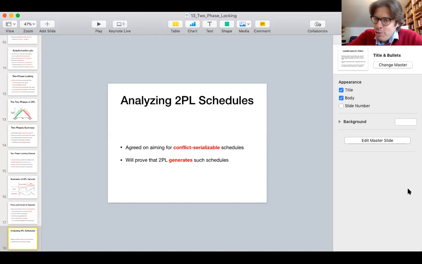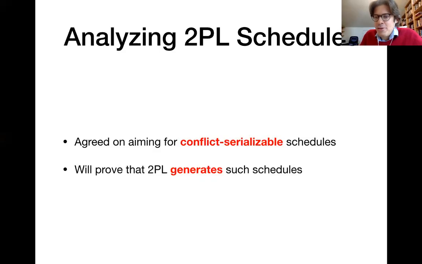But during the proof that we are about to do, we will actually see why we need those two phases in order to guarantee that two-phase locking generates conflict-serializable schedules. So this is a great question. Let's table it for the moment, but it will become clear during the proof. Okay, great questions. All right, I think let's proceed with the proof.